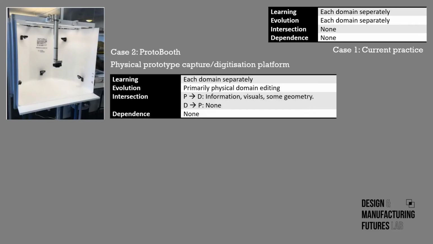Using these dimensions of integration, we characterized 4 cases of integrated prototyping workflow and compared them to current practice, in which all models are typically separate with little to no integration. The second case was Protobooth, a physical prototype digitization platform developed at NTNU. Here the level of integration is fairly low, but the system does allow some intersection between physical and digital through automated information capture from physical models.